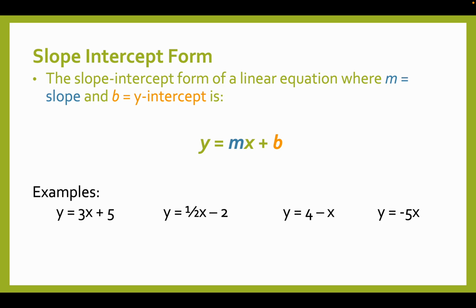y equals 1/2 x minus 2, the slope is 1/2 and the y-intercept is -2. y equals 4 minus x, where the slope is -1 and the y-intercept is 4. And lastly, y equals -5x, where the slope is -5 and the y-intercept is 0.